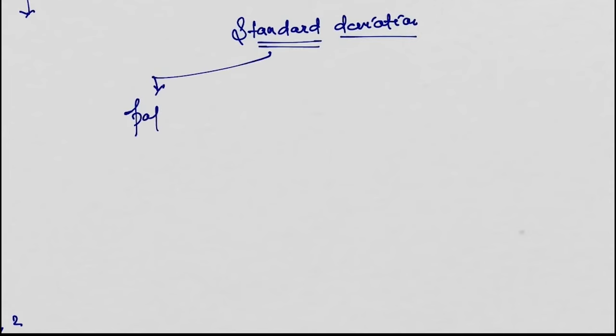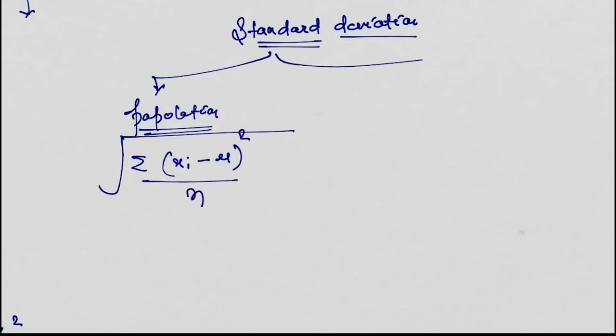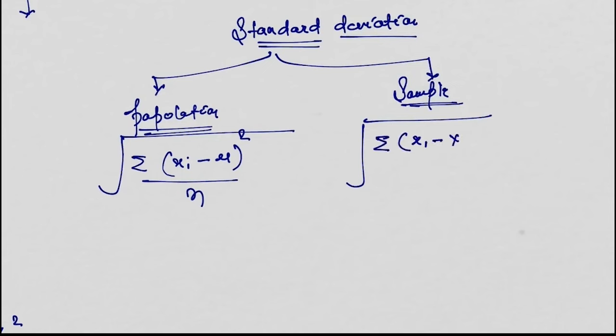The population formula for the standard deviation, with notation, is the square root of the summation of (xi minus mu) whole square upon n. And for sample, the formula with notation is the square root of the summation of (xi minus x bar) whole square upon not n, it is n minus 1. Here there are two changes: in the denominator we have n minus 1, and in the numerator we have x bar because it is the sample mean.